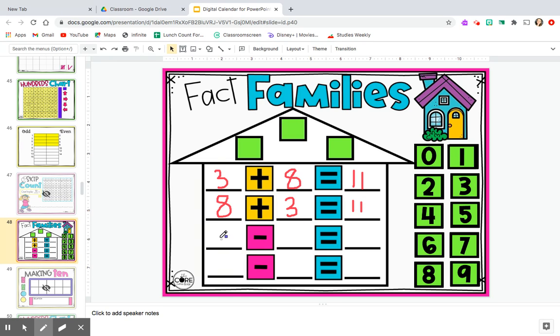Let's take our large number and see if we can subtract out of it. So here's our large number. We're going to subtract that 3. So if I had those 11 candy bars and I took 3 of them away, I would get 8. If I had those 11 candy bars and I took 8 of them away, I would have 3 left. This is our fact family. Remember, it's using 3 different numbers.